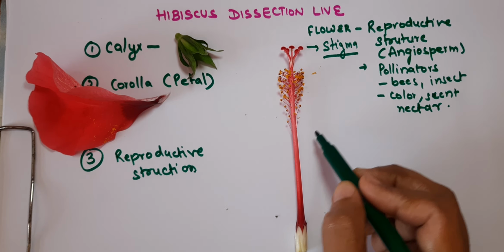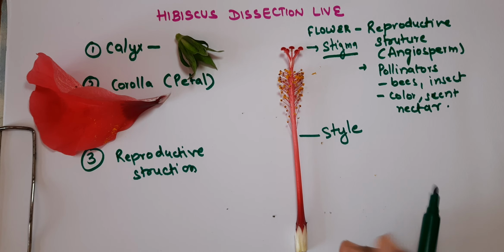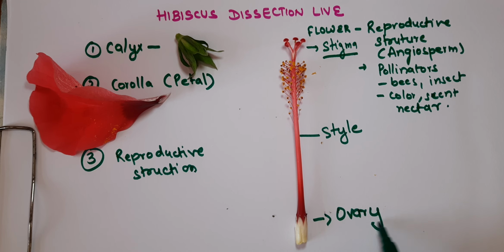Okay, this is the style, and the basal swollen one, this one is the ovary. Okay, so these are the female organs.